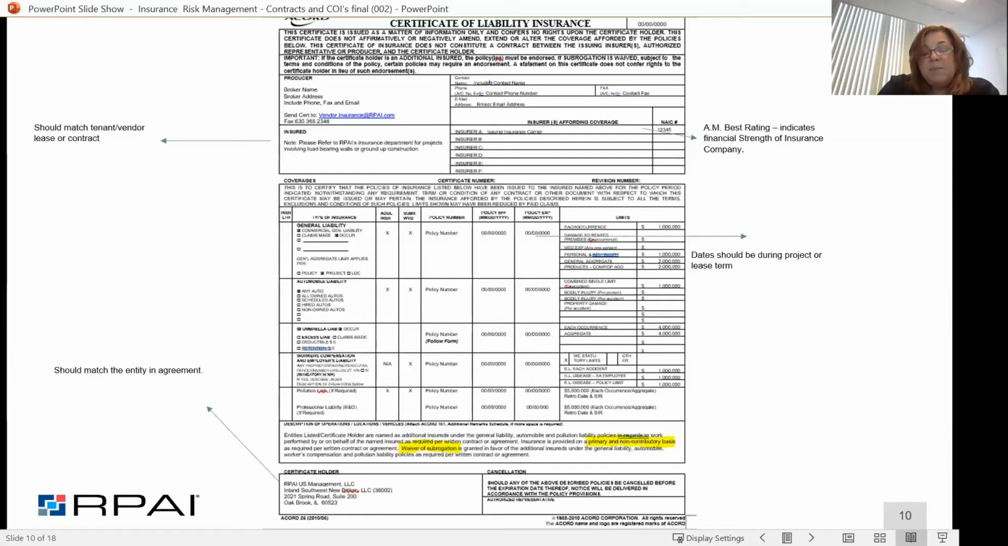The same thing can be said down below under the description of operations. This is where they get to put in additional wording that explains and makes sure that you can check all the boxes, that everything that's required is inputted into there. And then lastly, on this one that we're going to discuss, the certificate holder. That's going to be you, yourself, and you want to make sure that it has all the proper entities listed. As you see here, we have our management company as well as an ownership entity because we want both of them to be listed as a named insured.